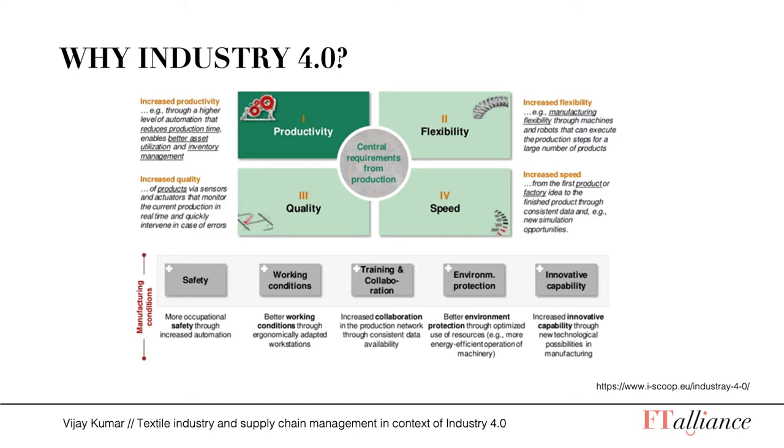Similarly, if there is an increased level of automation and monitoring, then that helps us to improve the quality of the system. Similarly, we also increase the speed of the system. Of course, that is connected with productivity, but productivity is more on efficiency, whereas speed is more on developing the ideas.